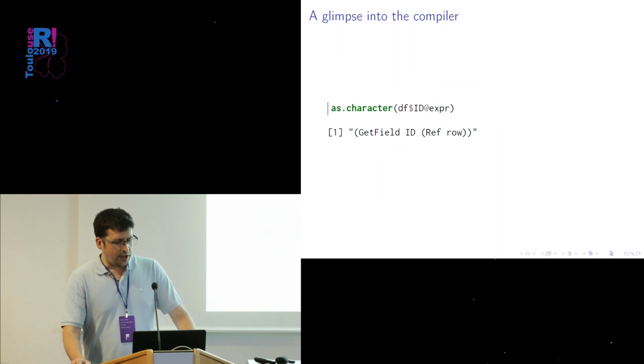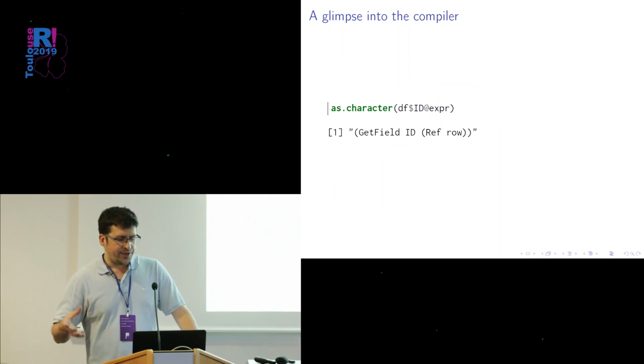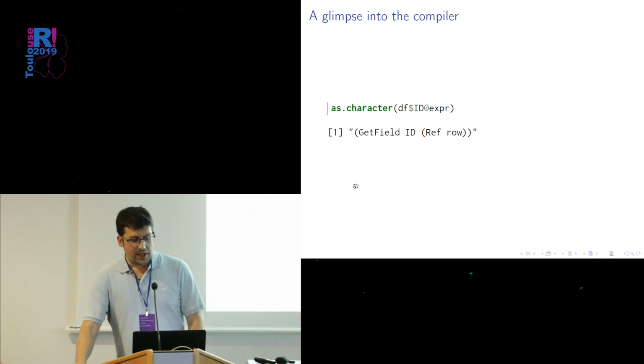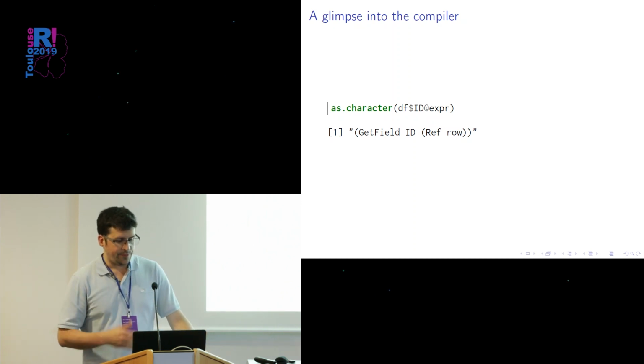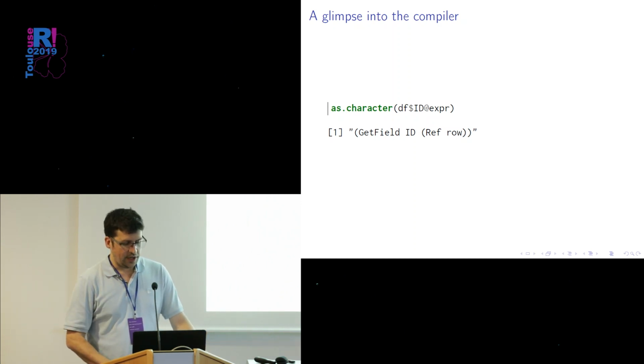And here you can kind of glimpse into what the compiler has done. So you can get out the expression from the promise and then coerce that to character, and you can see that you're getting a field called ID from this row structure in the Hail table.